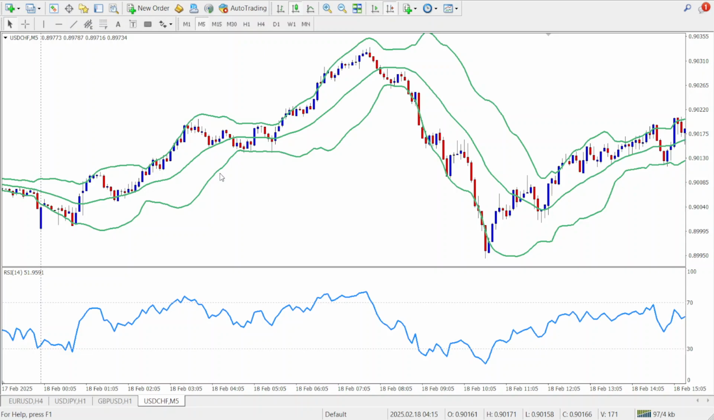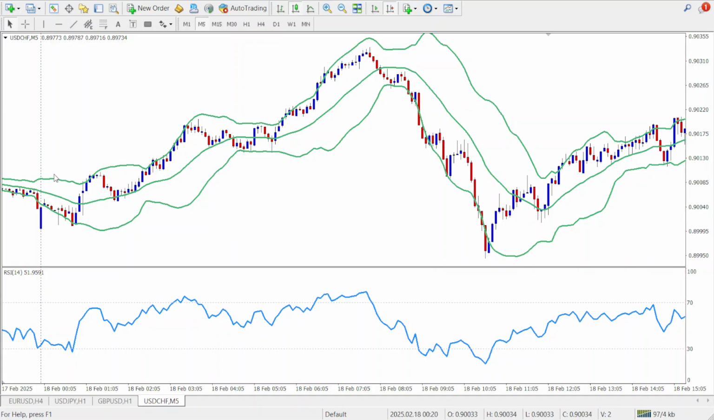Then you set your stop loss. Place your stop loss appropriately below the recent swing low for an uptrend or above the recent swing high for a downtrend. So using this strategy, you can catch trends early and ride them for longer periods while still protecting yourself with appropriate stop loss placements.